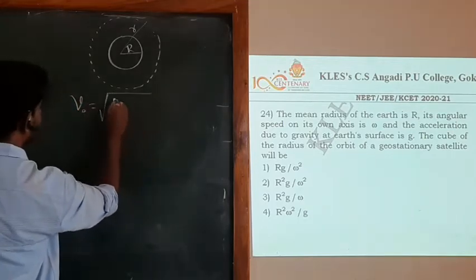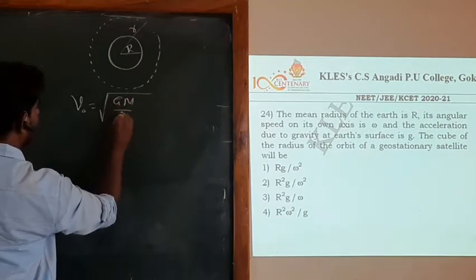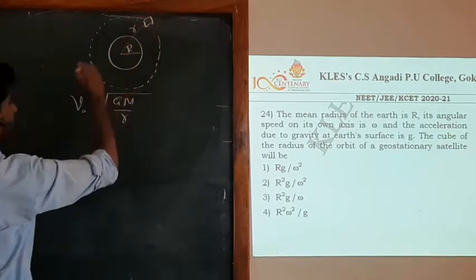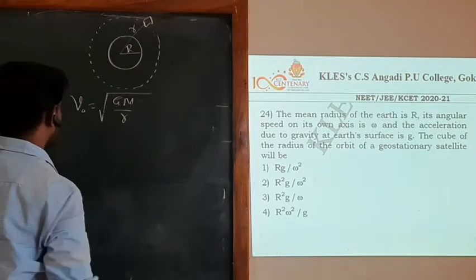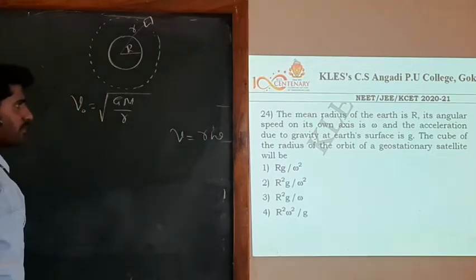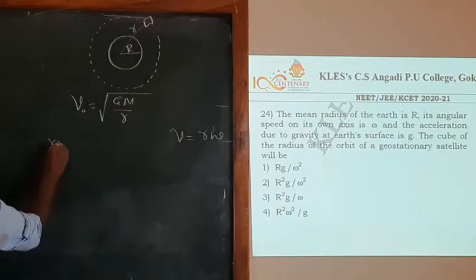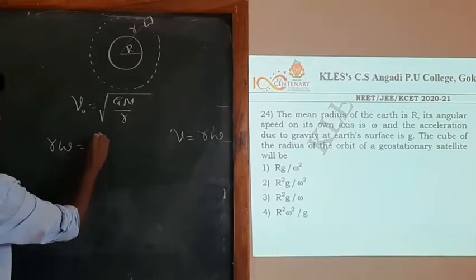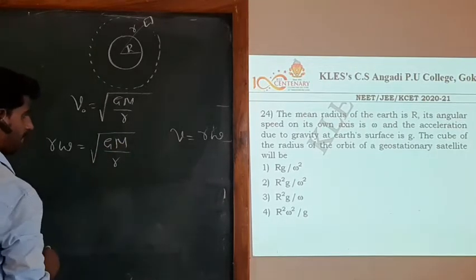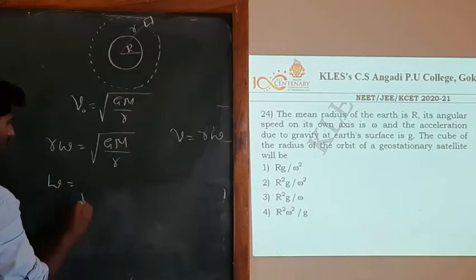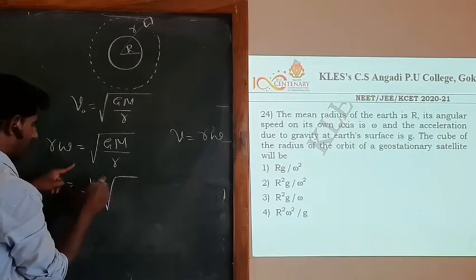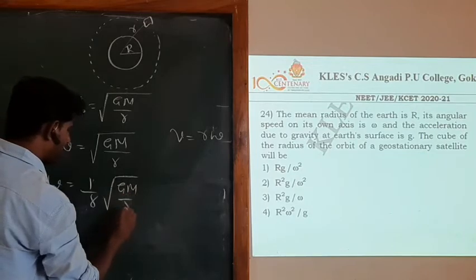So this is orbital speed equal to root of GM divided by r. What's r here? Small r is the distance of this satellite from the Earth, and capital R is the radius. So instead of v, I can write r into omega. V is equal to r into omega. So r omega is equal to root of GM divided by r. Then omega is equal to 1 by r, taking this here, root of GM divided by r.